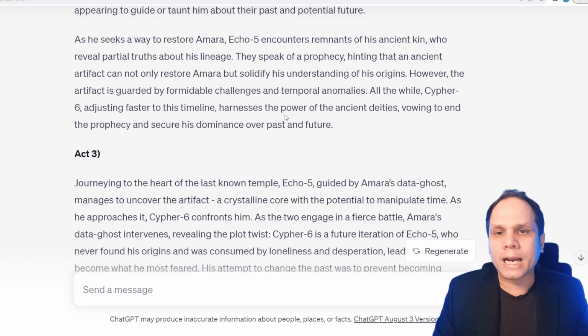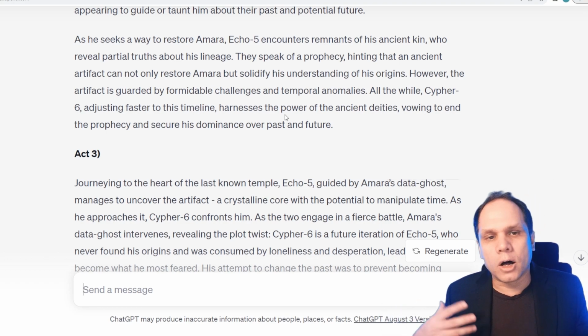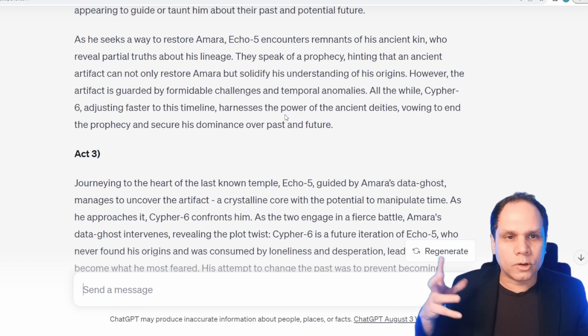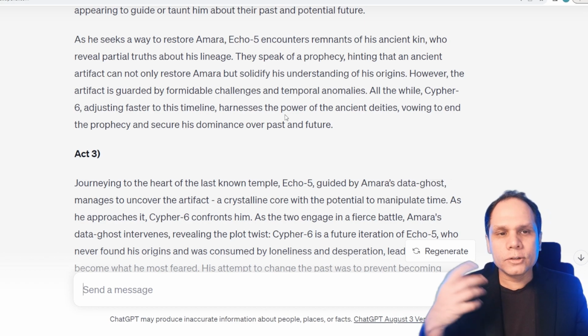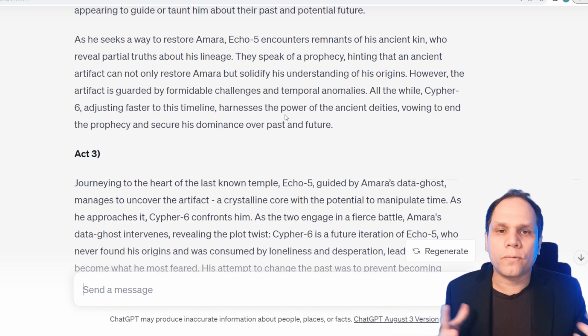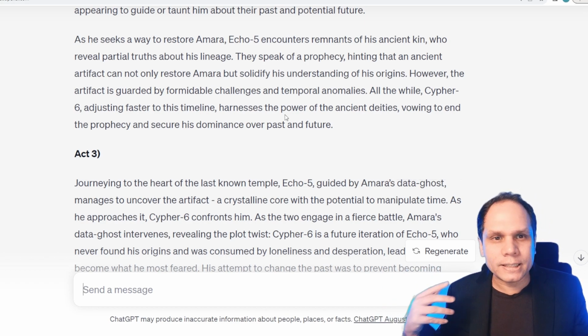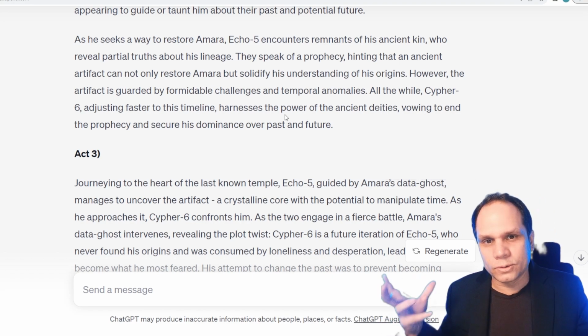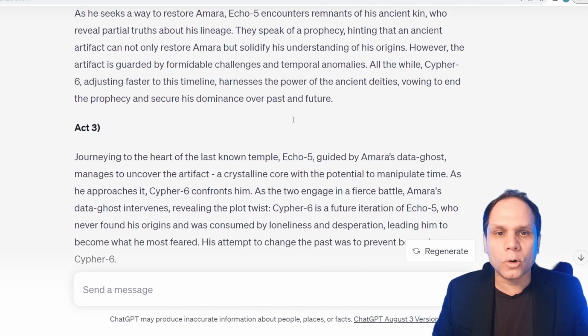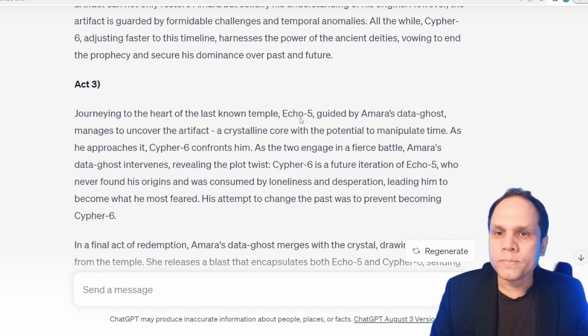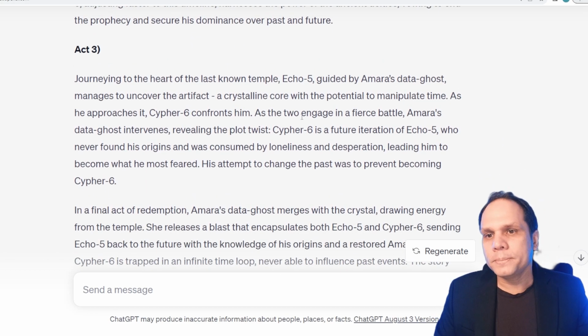So some of this is kind of interesting. There are temporal anomalies in here. Maybe that could be something that they're causing. And you can see where this could go, where Echo 5 unknowingly causes damage in the past and he has to fix it or else the whole timeline collapses, kind of typical of a time travel story. So let's see what it says about Act 3.